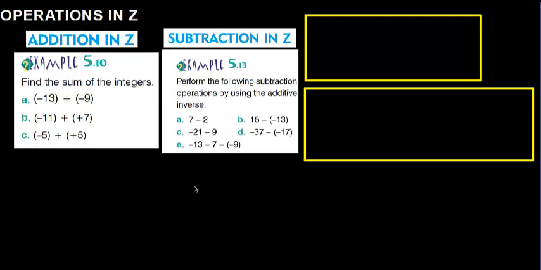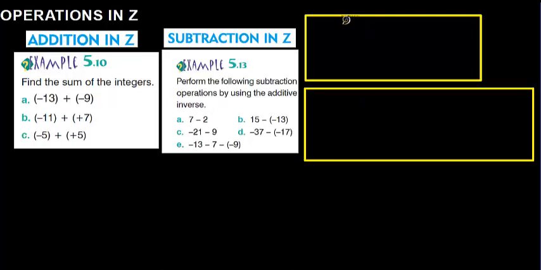In this video, I'm going to explain operations in Z, which means integers. I'm going to start with addition and subtraction. As you see, addition and subtraction are given on the same page because they are similar. The operations that we are going to do are going to be similar. Firstly, we should get rid of the parentheses.